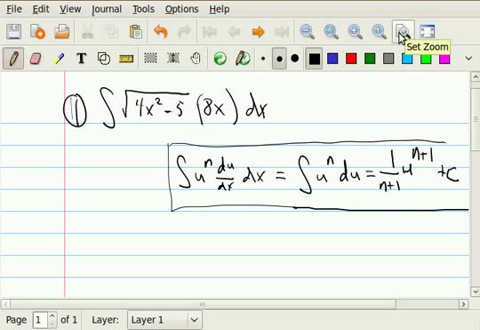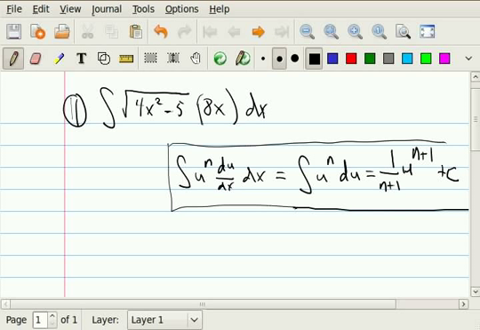Okay, we're going to look at an integral in section 5.2 that we need this generalized power rule for. So I think the integral kind of speaks for itself. It's definitely a little bit more complicated than the ones we saw in the last section. It's the integral of the square root of 4x squared minus 5 times 8x with respect to x.